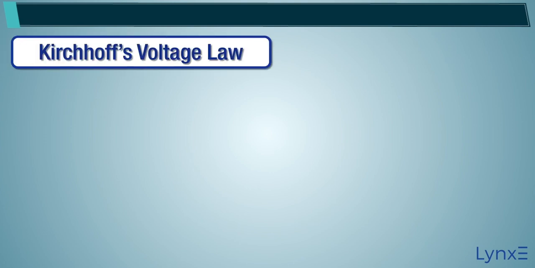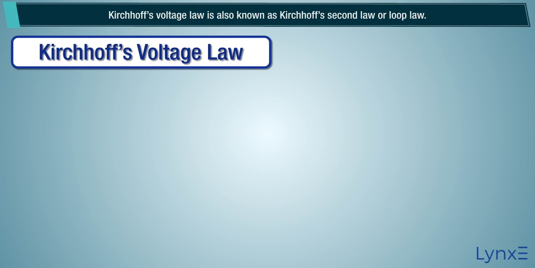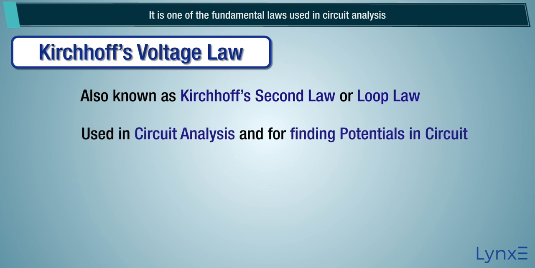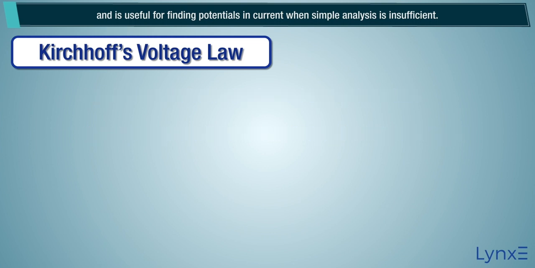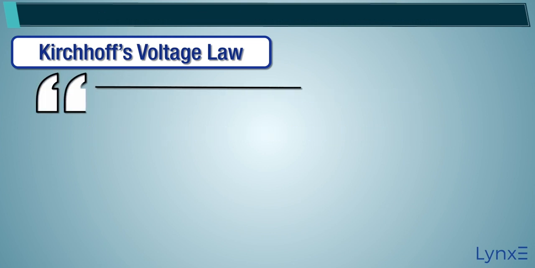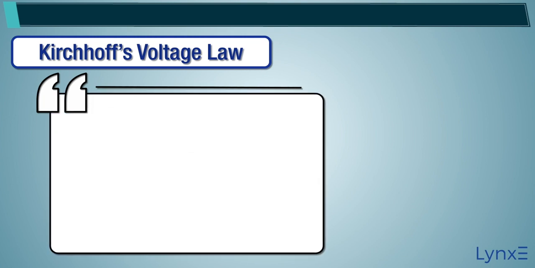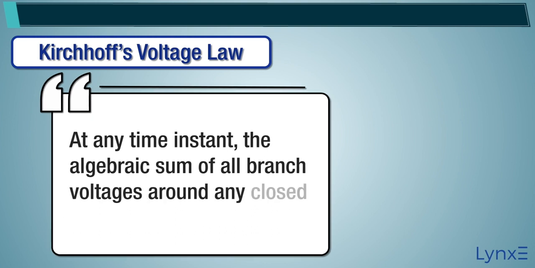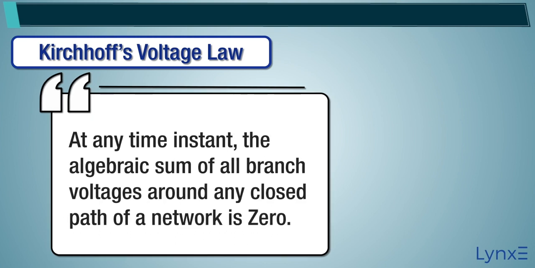Kirchhoff's voltage law, KVL. Kirchhoff's voltage law is also known as Kirchhoff's second law, or loop law. It is one of the fundamental laws used in circuit analysis, and is useful for finding potentials and currents when simple analysis is insufficient. Kirchhoff's voltage law states that at any time instant, the algebraic sum of all branch voltages around any closed path of a network is 0.